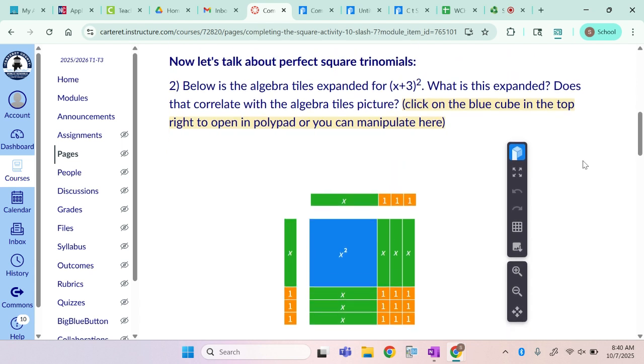All right. So scroll down and look at the next part. I embedded Polypad in the Canvas page, but you can also hit this blue cube and it'll open it in Polypad. These are algebra tiles, okay? And below, they did x plus 3 all squared. Now, we know x plus 3 all squared is what? How do I expand x plus 3 squared? It's x plus 3 times x plus 3.